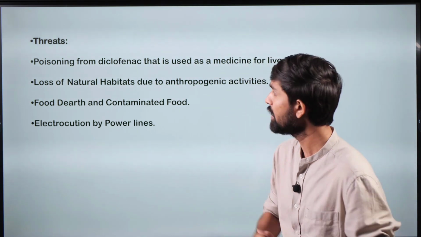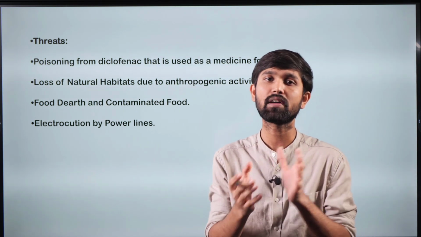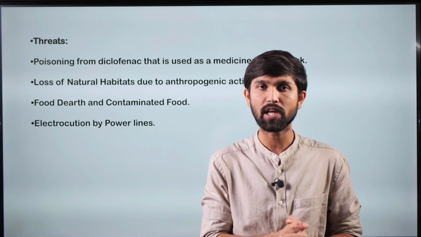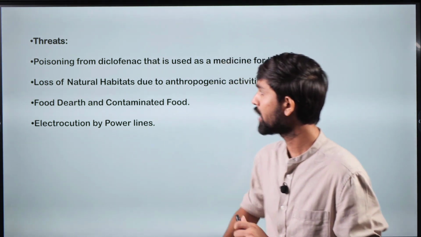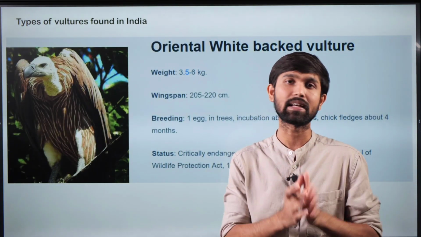That is another threat. And electrocution by power lines also became a major reason why vultures started to deplete in their number. So these are some of the threats which we need to check, and what the Indian government is doing with respect to their conservation. We'll talk about that, but let's first talk about what are the different types of vultures that exist in India.